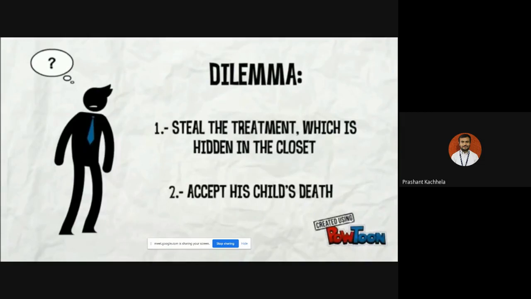But the father belongs to a middle class family or poor background, and that's why he is unable to do that. So now the dilemma which the man is going to face here is this: whether to steal the treatment, or, as a part of the first option, whether to steal money from anywhere so that he can pay this medical bill. Or the second option is to accept his child's death. Right. So this is the dilemma. Now let's see.